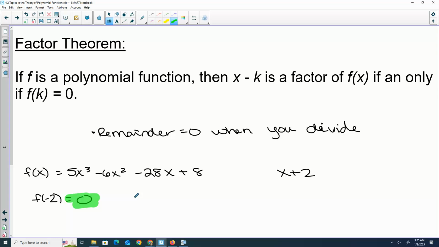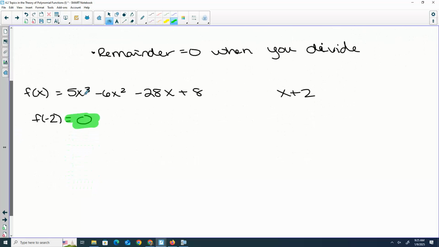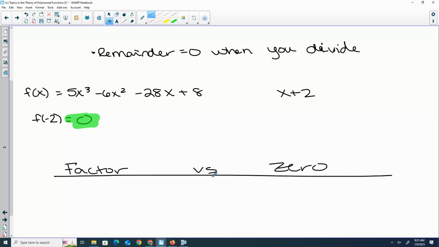All right, so we're just going to use this and do a few problems. Before we do a problem, I do want you just to jot down a couple things. I want you to make sure you know the difference between a factor and a 0. So the factor has x. 0 is just a number.